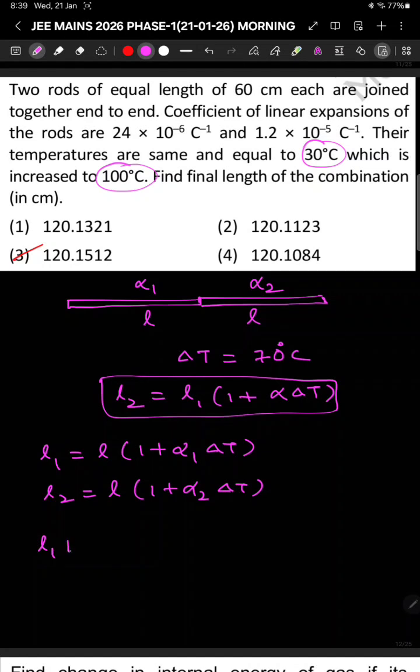So I want final length of both the rods. Combined final length of the combined rod is L1 plus L2 equal to L common, 2 plus alpha 1 plus alpha 2 delta T common. Here alpha 1 given, alpha 2 given. Length of the rod given here 60 centimeters. Substitute all those values to find final length of the combined rod.